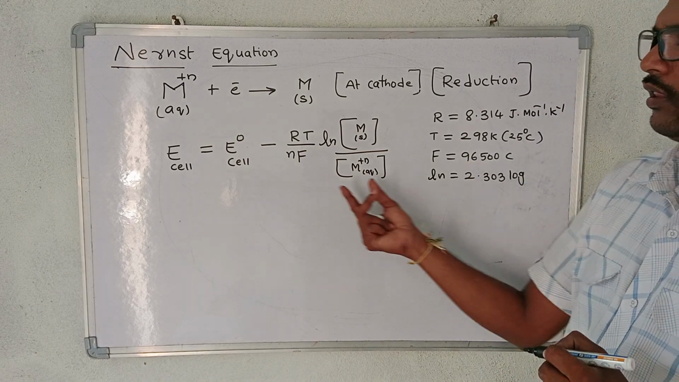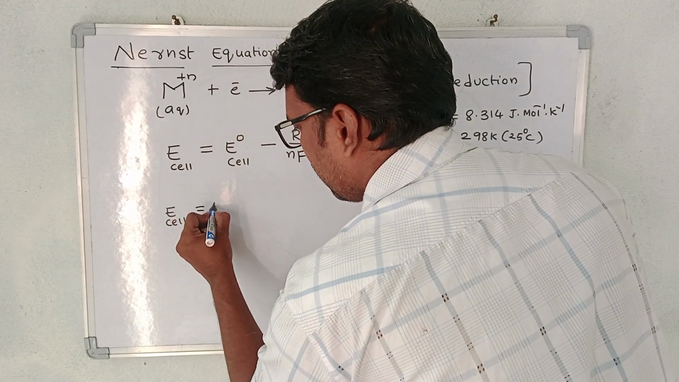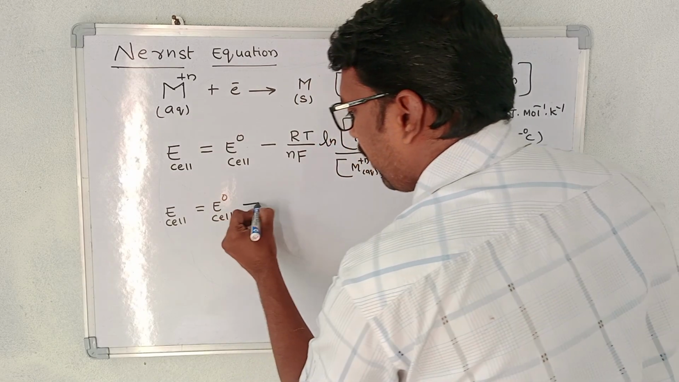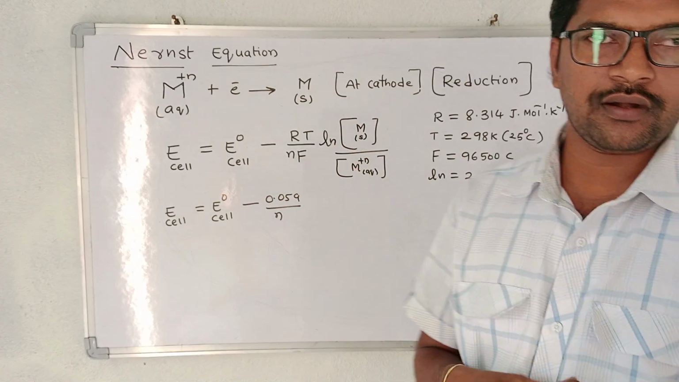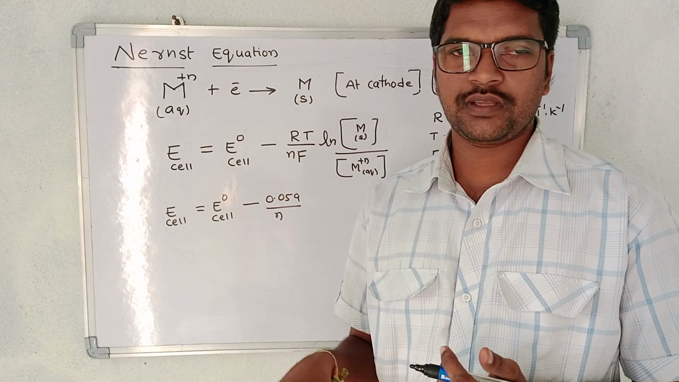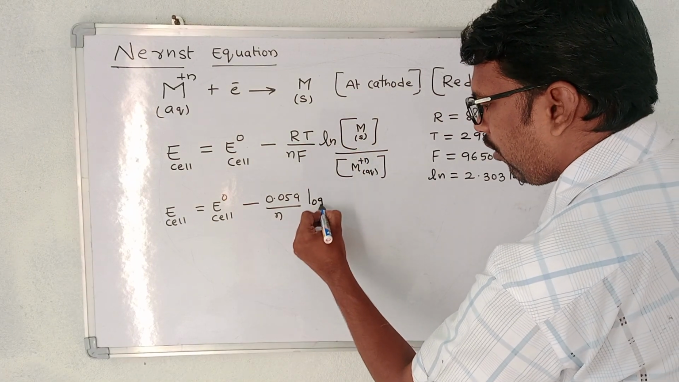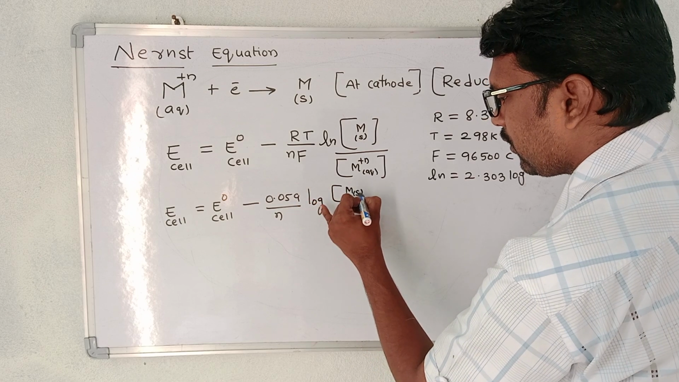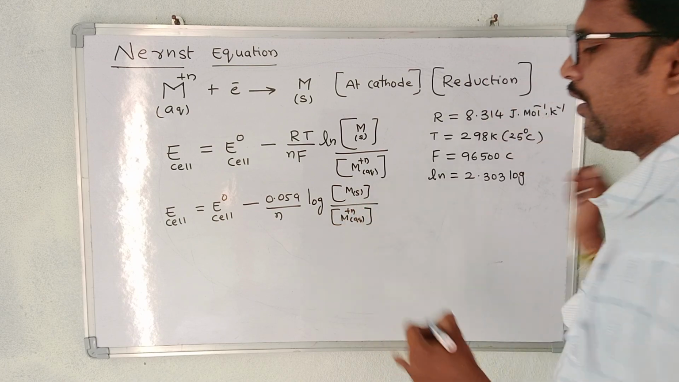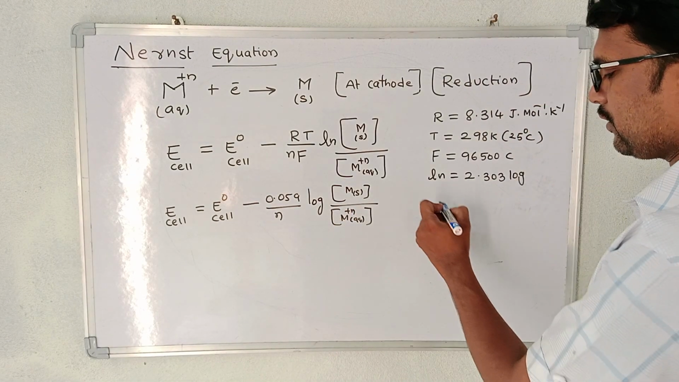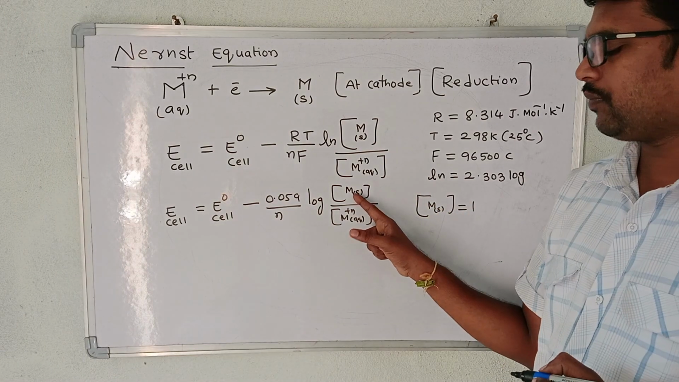By substituting all this in the equation, the formula can be converted into: E cell is equal to E naught cell minus 0.059 by n. Here n indicates the number of electrons transferred. For different reactions, different numbers of electrons can be transferred, that's why you take n. In place of ln we write log, and it is concentration of metal by concentration of solution. Generally, whenever we take concentration for metals, the value of concentration of metal is taken as 1. That's why in place of this we put 1.